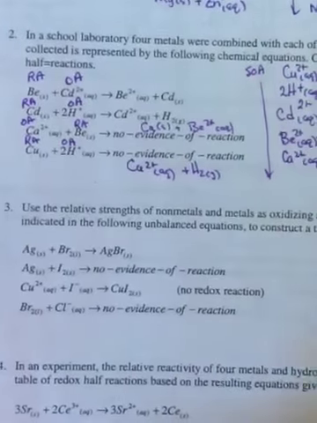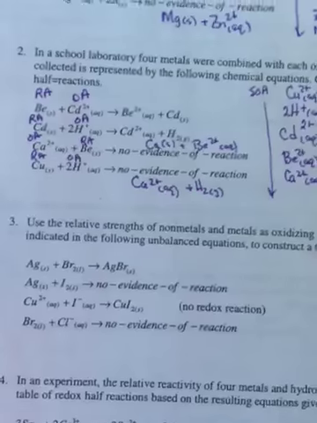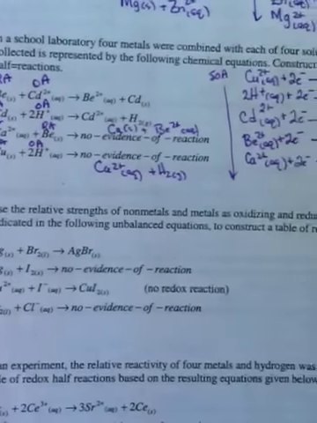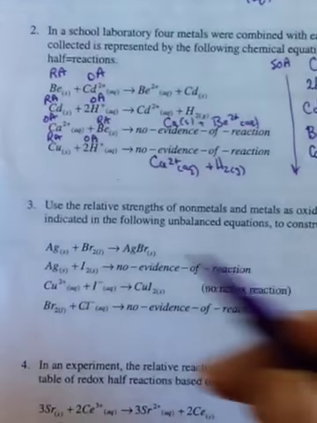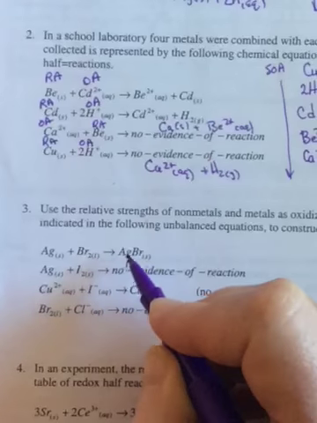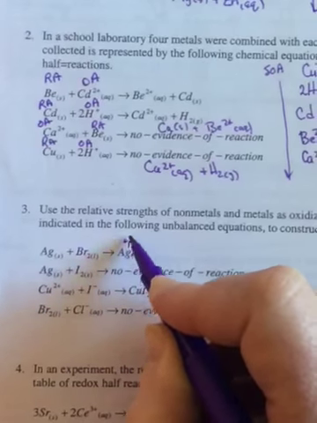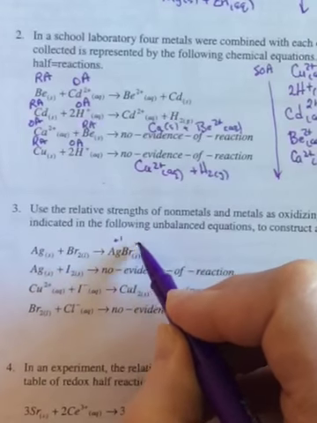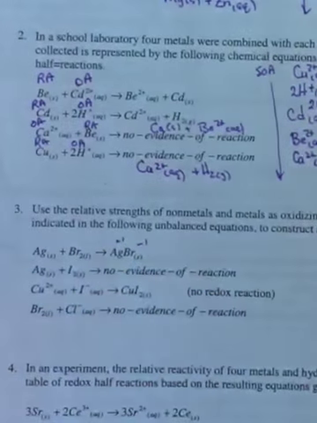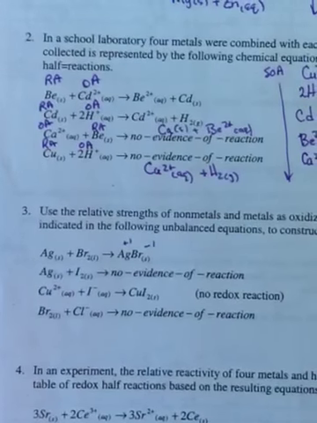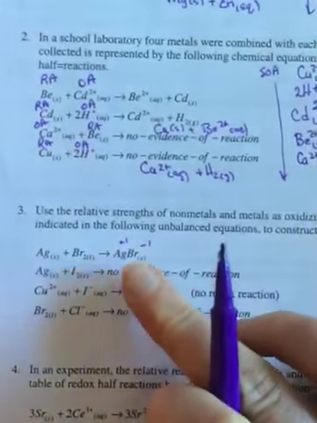All right, next, number 3. Says, using the relative strengths, and then you do the same thing. All right, so now you have to look here. Silver is going to be a positive 1. We're doing now the oxidation numbers. And this will be a negative 1 because the overall is 0. And if you look in the chart, you'll see that the Br is in the negative 1 spot.